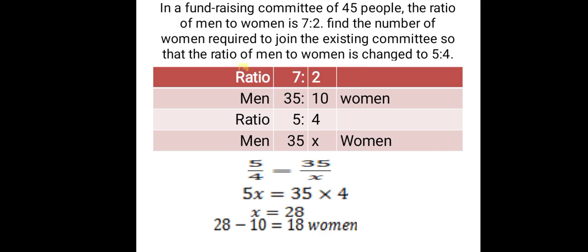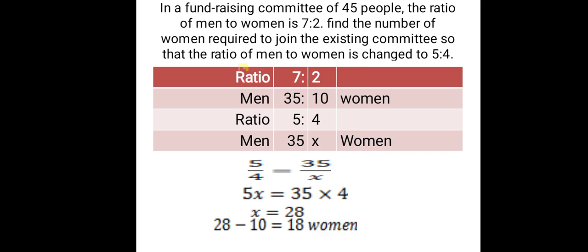Now let's have the other ratio. The other ratio is 5 to 4. Now we shall keep the men's number constant at 35. Now we want the women to be 4 as the ratio. So we shall equate the ratio. 5 over 4 is equal to 35 over x, which we don't know. So we work for the value of x. X we find it to be 28. We need 28 women, so that the ratio of men to women is 5 to 4.